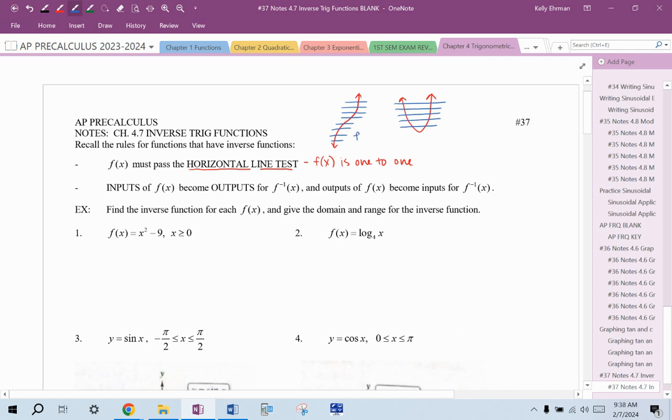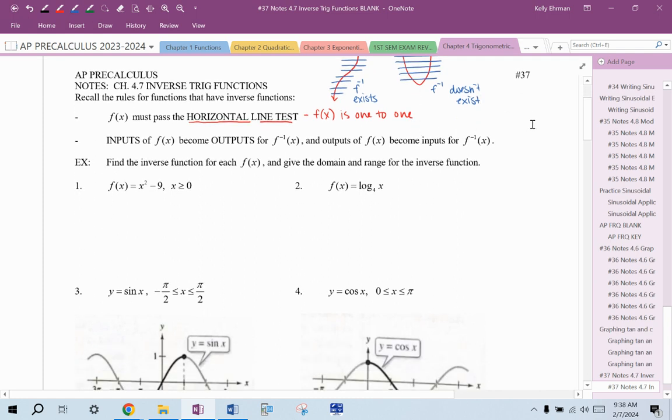So this first function has an inverse function. So I'll say f inverse exists. This function is 1 to 1, whereas this function, f inverse, doesn't exist. So this quadratic is not 1 to 1.